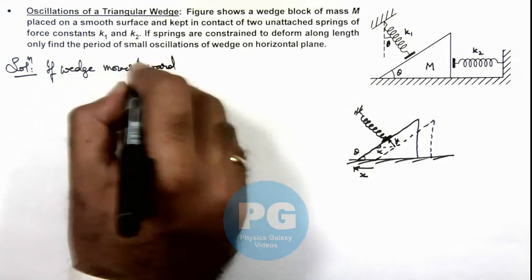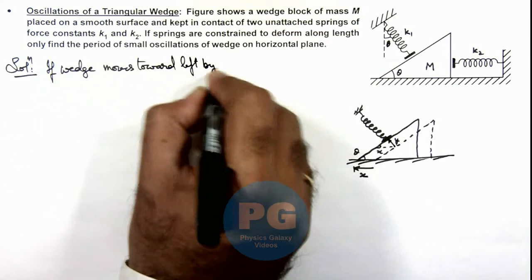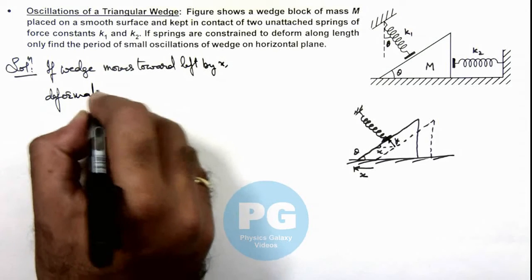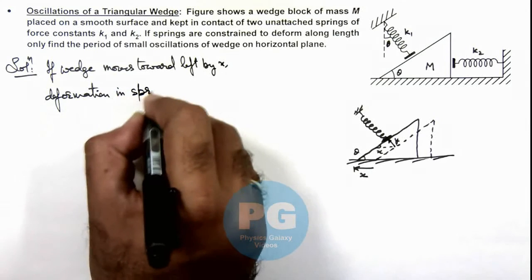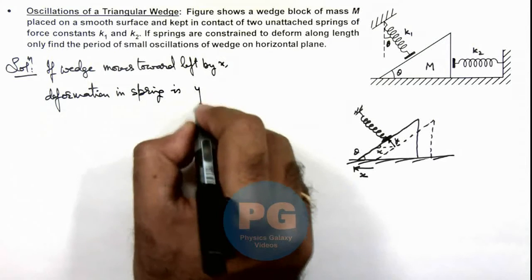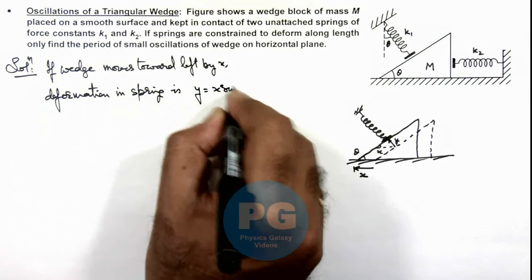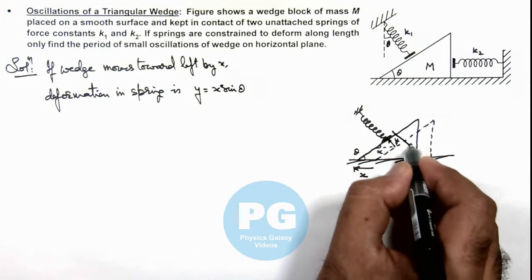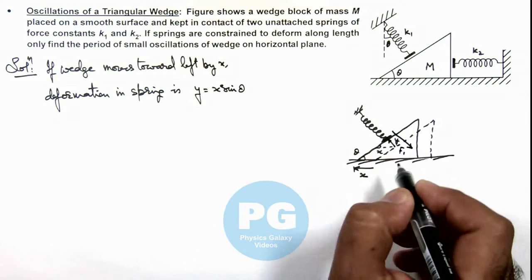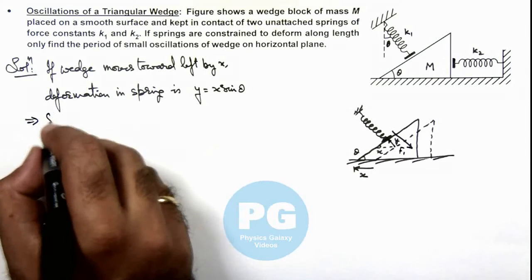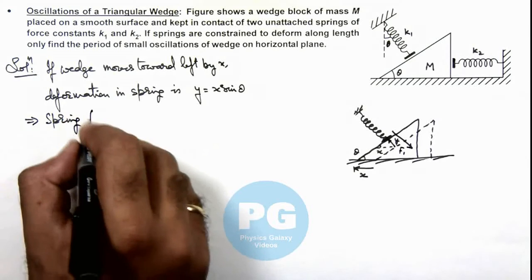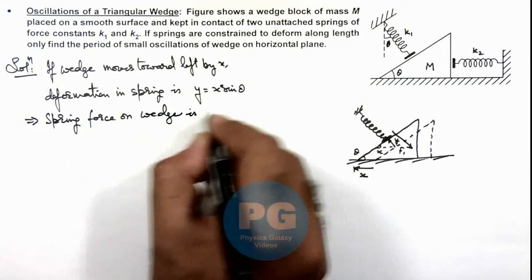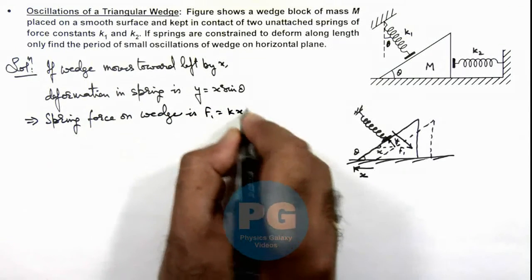So we can write, if the wedge moves toward left by x, the deformation in the spring is this y, which we can write as x sine theta. So this spring will exert a restoring force onto the wedge in this direction, F1. This implies the spring force on the wedge, this F1, we can write as k1 x sine theta.